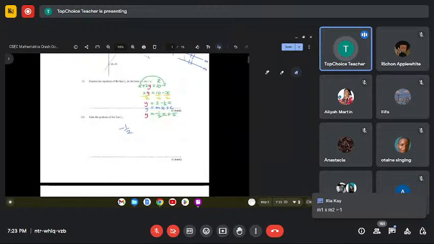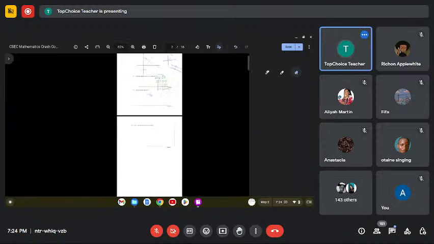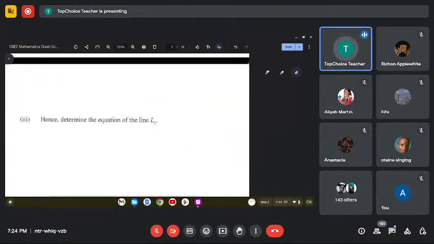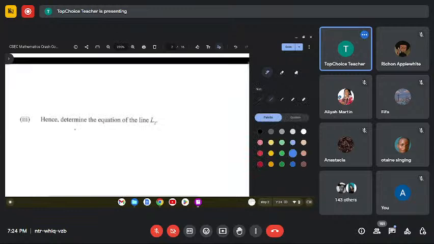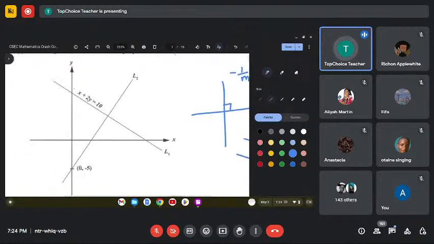So if we go now to the next part of the question, this is the last part, right? They want us to determine the equation of line 2. So what is line 2? That is this line here. They want us to determine the equation of this line. Did they give us the equation? No, we need to figure it out.